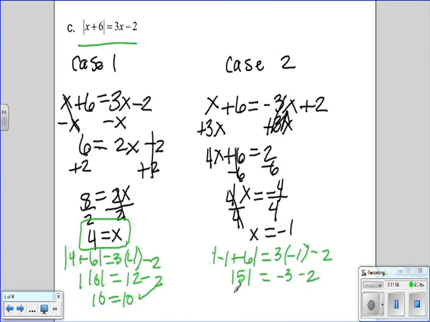Well, the absolute value of 5 is 5. But on the right side, -3 minus 2 is -5. And so here's a situation where you plug in your value and it does not work. 5 does not equal -5. That tells you that x cannot be -1. And so for this equation, we only have one solution, x equals 4.